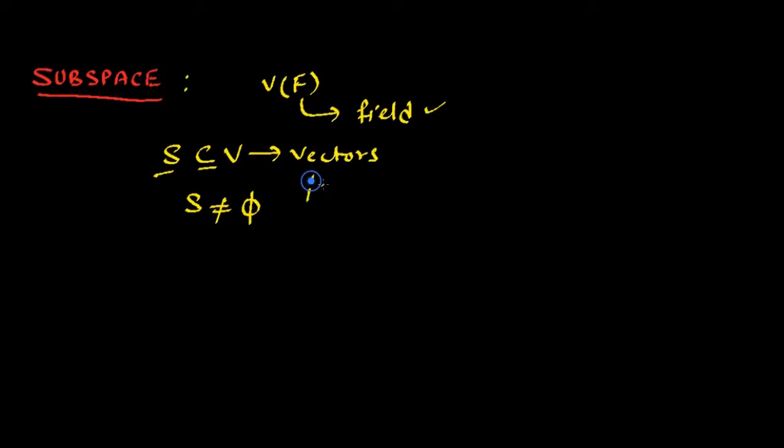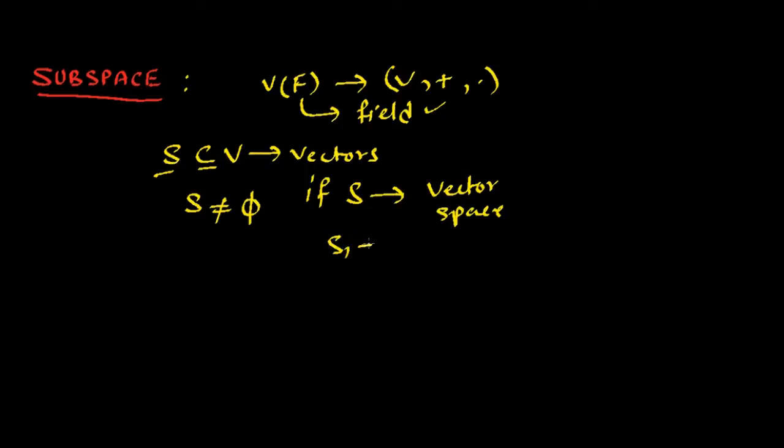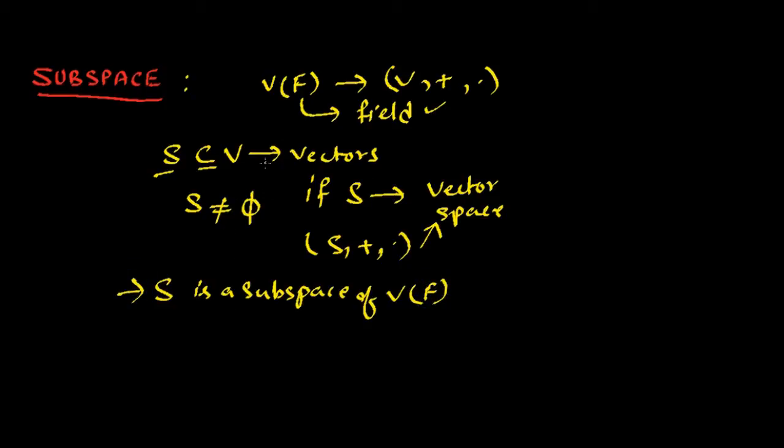Now, if S is a vector space itself, obviously the operations that are present in our vector space, let's say the operations are addition and our usual multiplication operation, and if S with these two operations is a vector space on its own, then we can say that S is a subspace of vector space V.